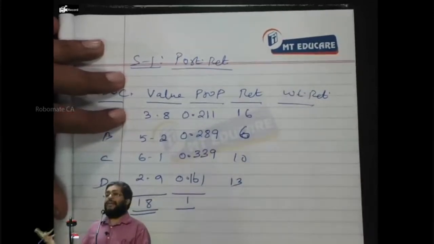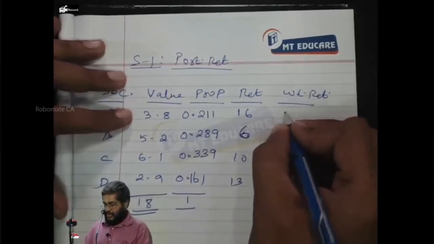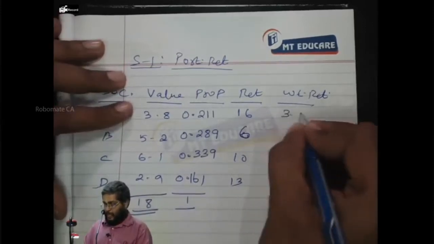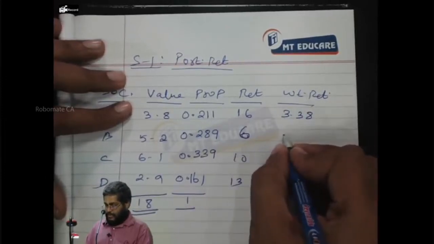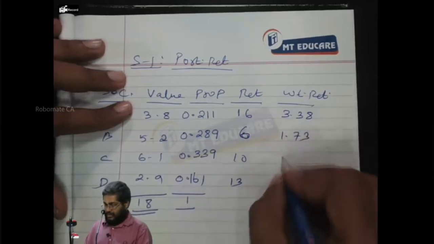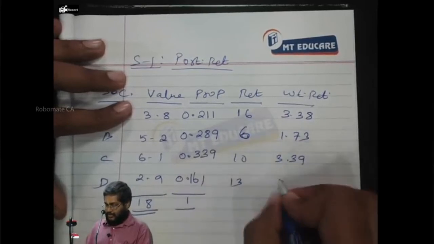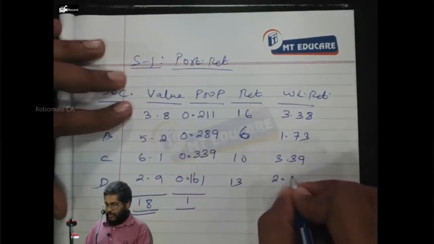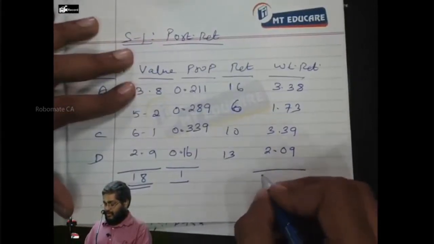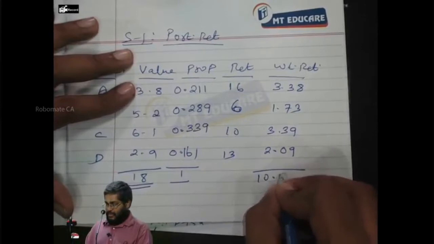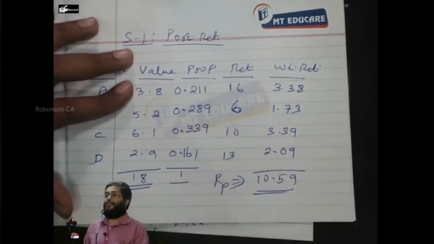Multiply and tell me. Now tell me in 2 decimals, 0.211 into 16 is how much percentage? 3.38%. Next. 1.73. 3.39. Last. 2.09. If I total, what is the total? 10.59. What is 10.59? RP, the return of the portfolio.